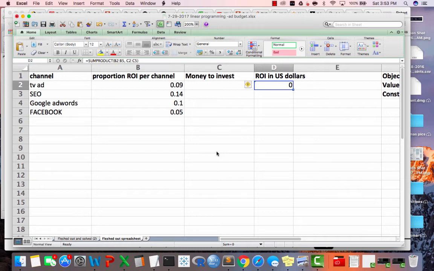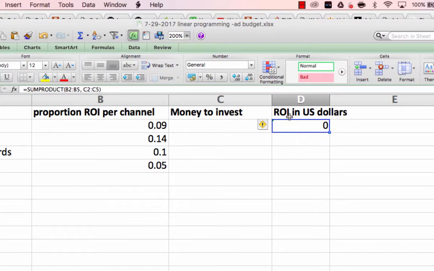Now, before we actually go about solving this problem, we need to represent our constraints and our goal mathematically somehow. We need to have a mathematical representation of what our return on investment for this campaign will be. So just for the sake of explanation, let's pretend that we only had $400 and we were going to invest $100 each in these channels.